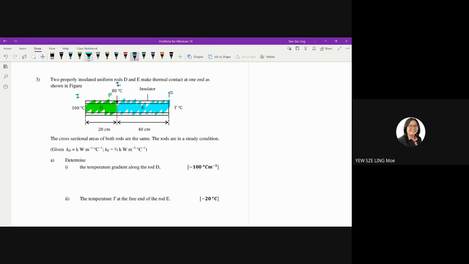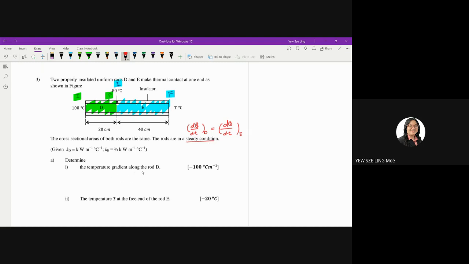So now that I have rod D and rod E, they have different sets of information. They have different initial and different final positions. So the cross-sectional area for both rods is the same. And the rods are in a steady condition. So steady condition means dQ over dt for rod D is equal to dQ over dt for rod E. Okay, that is the purpose of the term steady condition in the question.